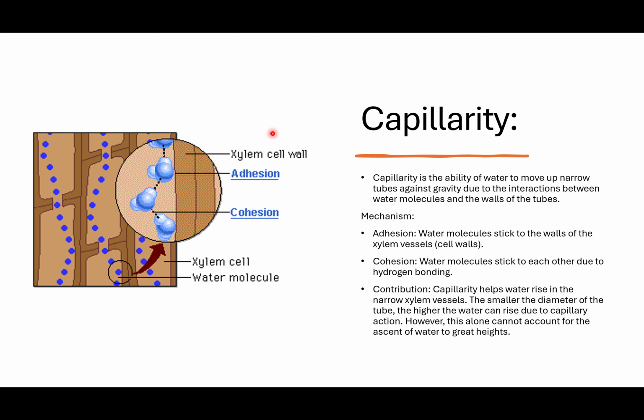So the higher water can rise due to capillary action. Xylem are usually narrow. However, capillarity alone cannot account for water ascending to such heights. So what actually accounts for this? What is causing the water molecules to move up, via their adhesion and cohesion?